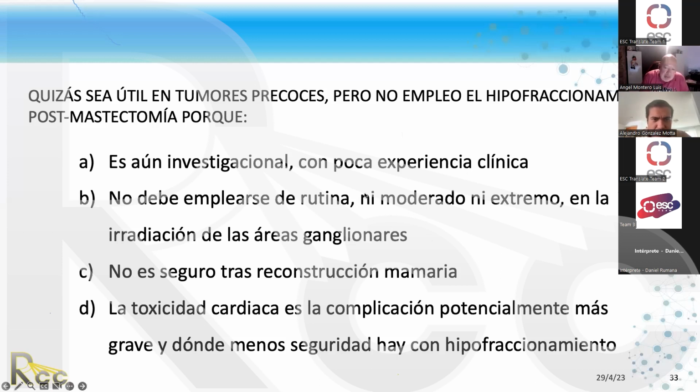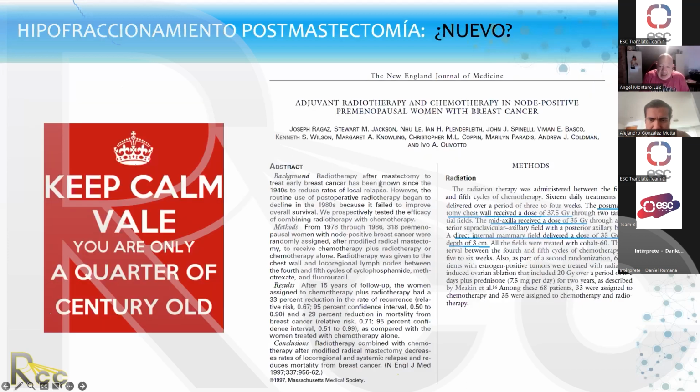And in the other situations, well, you don't do it after breast reconstruction because, in my opinion, this is one of the things we've always considered, because it can affect and there's no justification. But look, radiotherapy, post-mastectomy, and hypofractionated is nothing new. It's not a new treatment. This work took place many years ago, over 25 years ago.